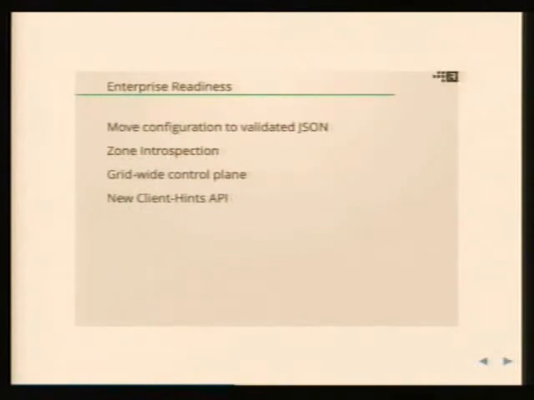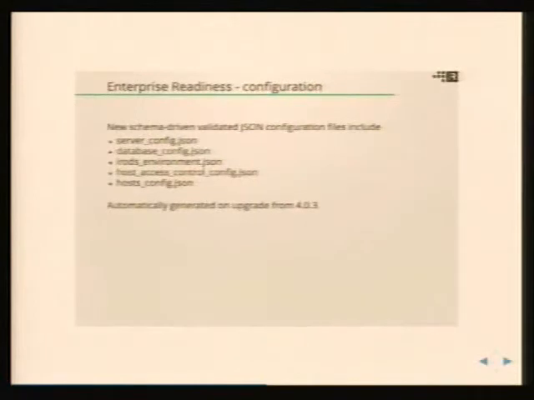Using that JSON, we've added the ability to do some introspection within the grid. So we can actually capture the state of an entire zone as a validated JSON document, and you can keep that for configuration. We have a grid-wide control plane now, which will allow you to do things like graceful startup or graceful shutdown and pause. And we have a new client hints API.